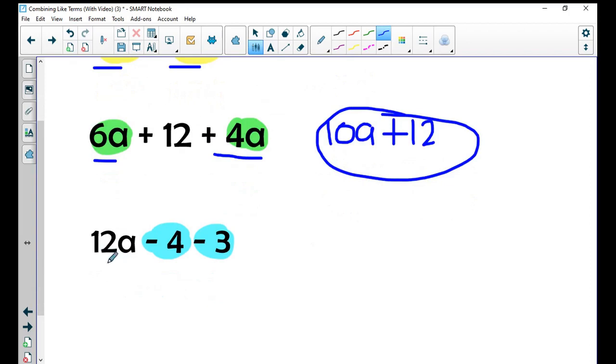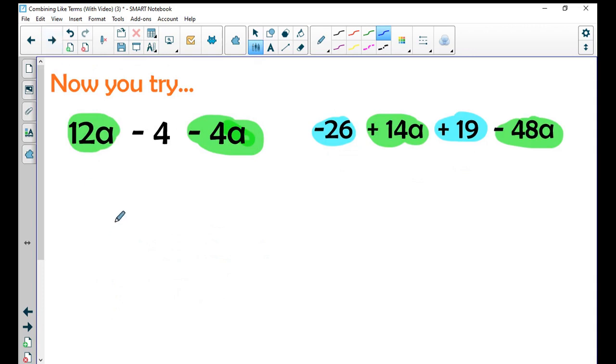In our last example on this page, we've got two like terms that are constants. So let's combine them. Negative 4 minus 3 equals negative 7, and we can't forget the 12a out here in front. So 12a minus 7, and that's the way that one would look. Okay. Try a couple more. Well, let's change colors here. We got 12a and minus 4a. 12 minus 4 would be 8a. So when we get done with this expression, we're going to have 8a and a minus 4.